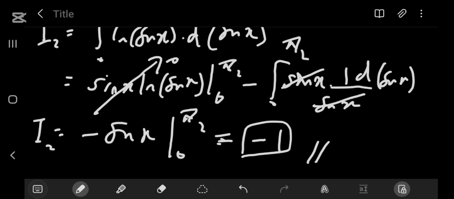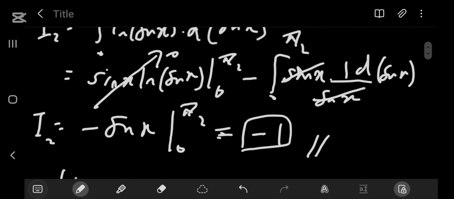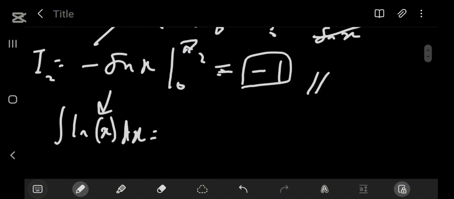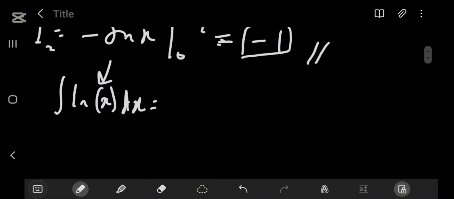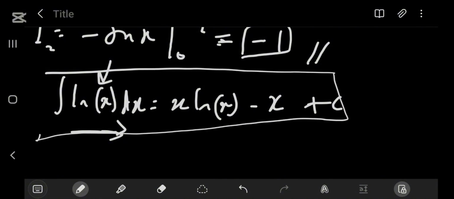If you are not familiar with this type of integration, you can go ahead and try this one first: ln x dx. You can see the similarity between these two guys. We have sin x where we have x in here. So for this part, we'll get the answer x ln x minus x. Don't forget the c. Actually, I did the same thing here.